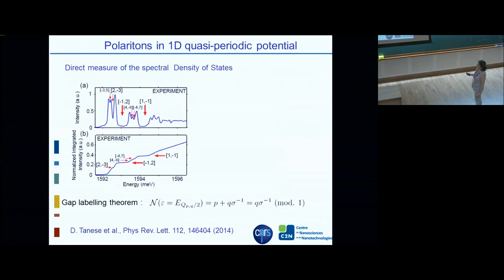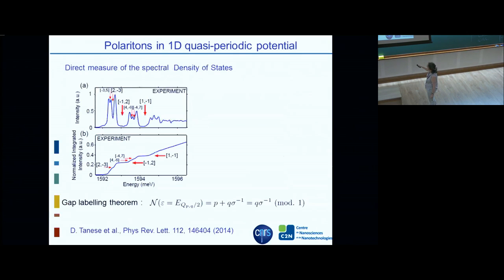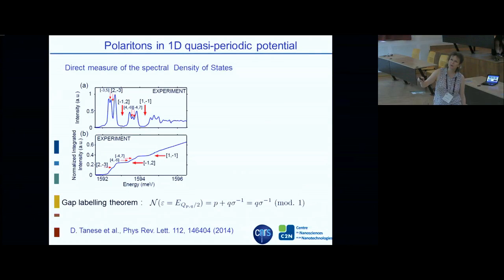So here what I show is the integrated intensity, for example, integrated in real space, as a function of energy. I integrate this kind of image along the x direction to get just the signal as a function of energy. So I get this kind of structure. You have the two main gaps, and then two additional gaps, and so on. And then I can actually integrate this intensity to get the integrated density of states.